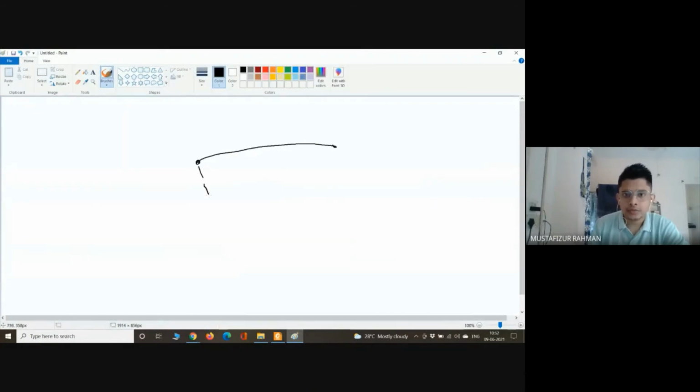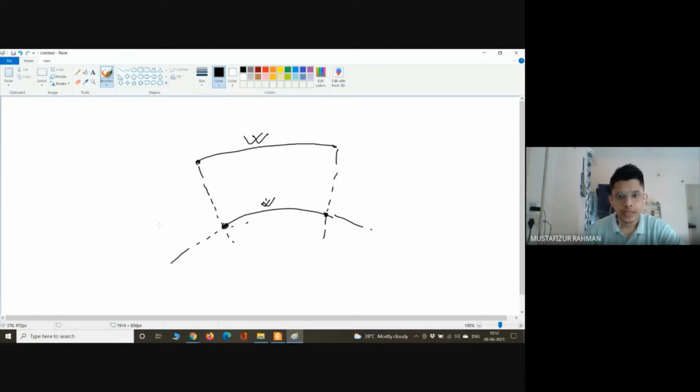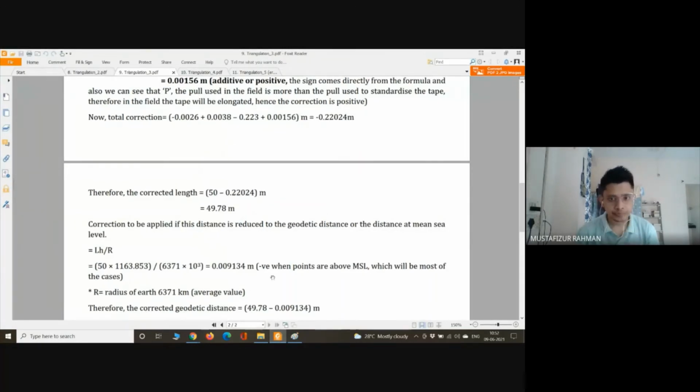Now this value is to be converted into the value which is at the mean sea level. Okay, so obviously again this value is going to be smaller than this value, right? This value is going to be smaller here. So again, this is going to be subtractive in most of the cases. If we are carrying out our measurements above the mean sea level, then this value is going to be always negative. And which is the general case, right? We will always be above mean sea level in most of our calculations.